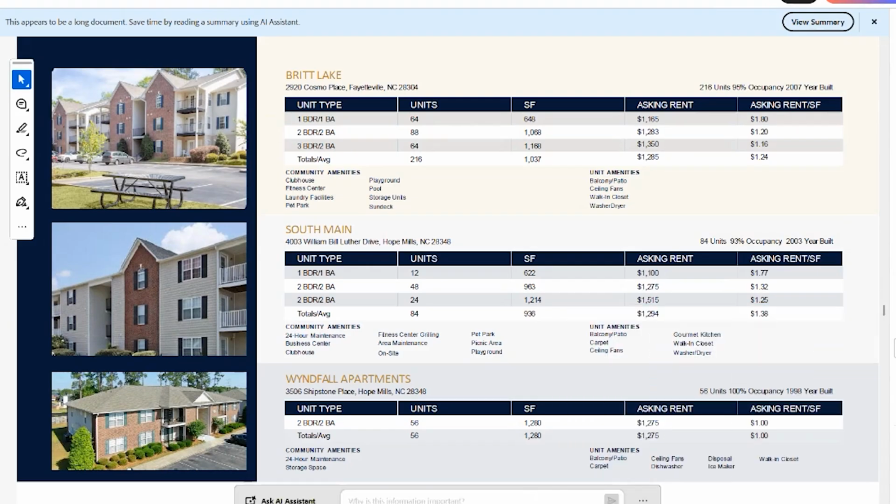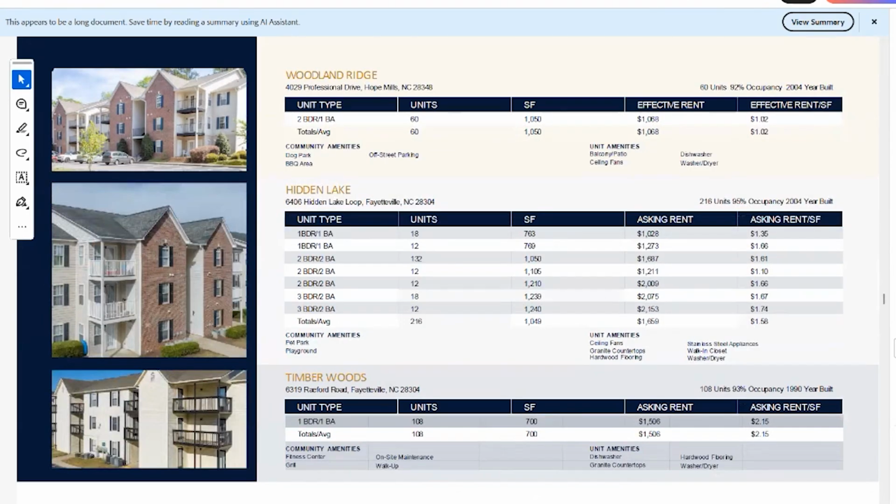24-hour maintenance. Some places have storage space. This can also be an opportunity for us to steal the blueprint here because we don't have storage space. We don't have 24-hour maintenance, but we probably wouldn't for 60 units compared to some of these huge facilities. It just doesn't make sense. But we can understand what the management team's plans are.